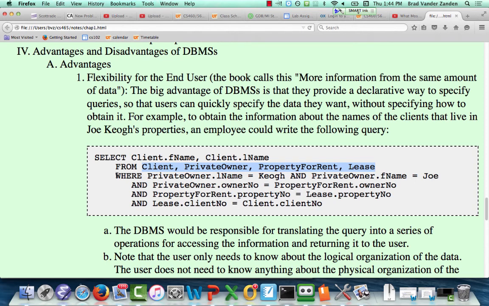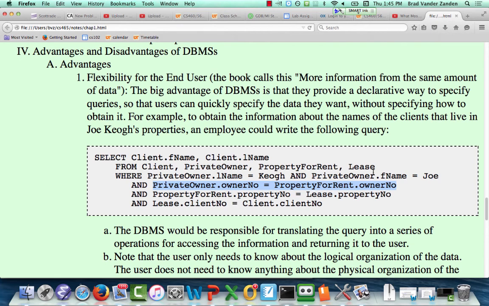And then we have to specify our conditions. So we're interested in the owner whose last name is Keo and whose first name is Joe, because we want to know which clients live in his properties. Then we need to match up Joe's owner number with the owner numbers in the property for rent. So basically, Joe has several properties for rent, which are in the property for rent file.